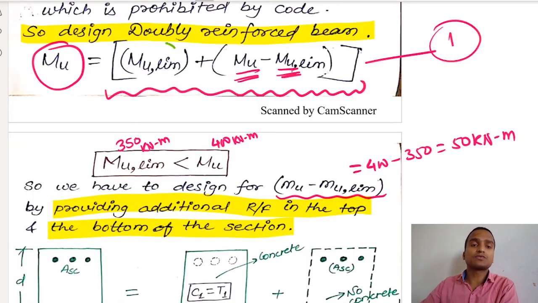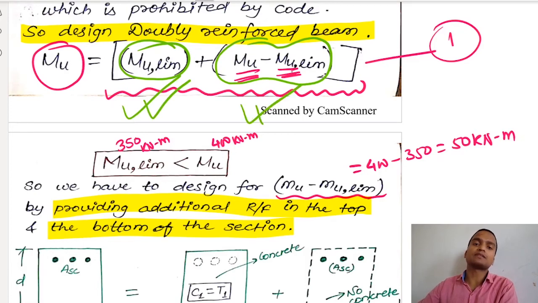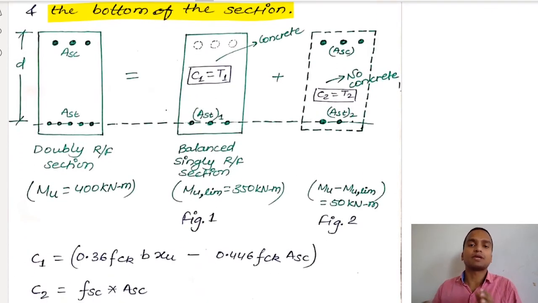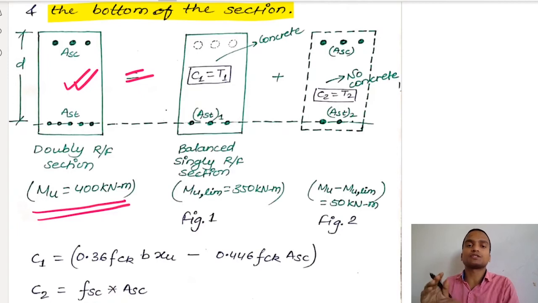So we are not just going to design for Mu limiting, but we are also going to consider the extra moment in our design. So we consider both Mu limiting plus Mu minus Mu limiting, which ultimately comes out to be Mu. This is the final picture that we have to understand: this is my doubly reinforced beam, which can very easily carry the ultimate moment applied on it, equal to 400 kilonewton meter. This is called the superposition principle.